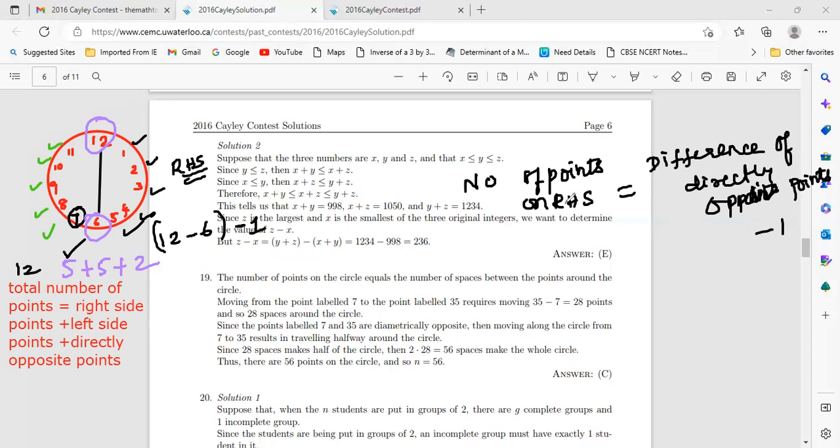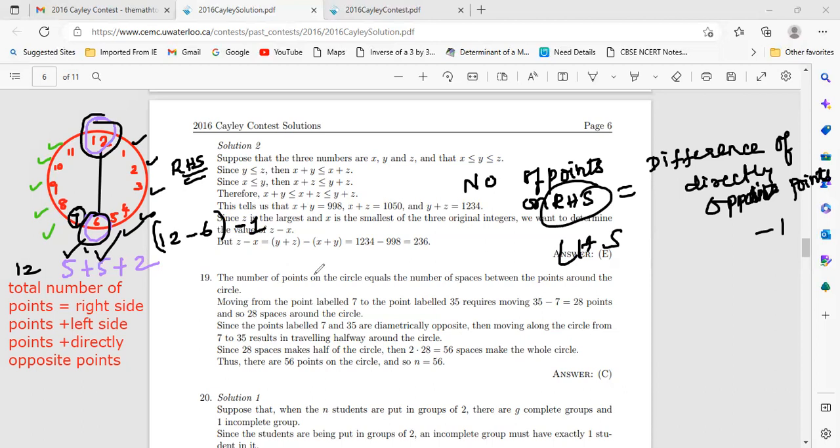And similarly, you can use the same formula for the LHS as well. You're going to get 12 minus 6 minus 1, which will give you the answer as 5. And for directly opposite points, you can just directly count the 12 and 6. It works like that. So you can apply the same logic over here as well for calculating the points from 1 to n.